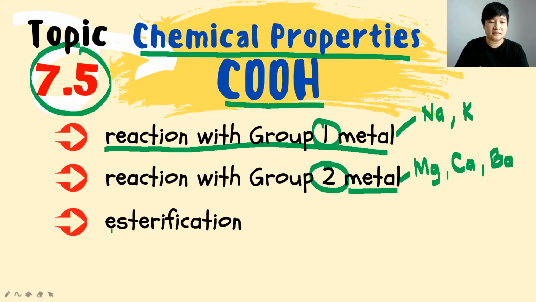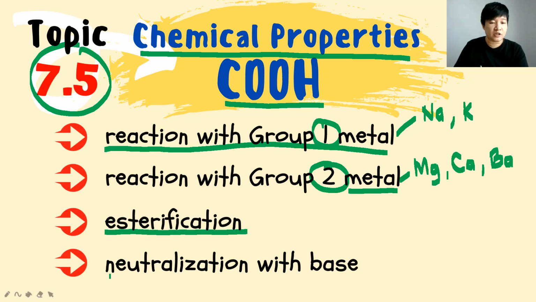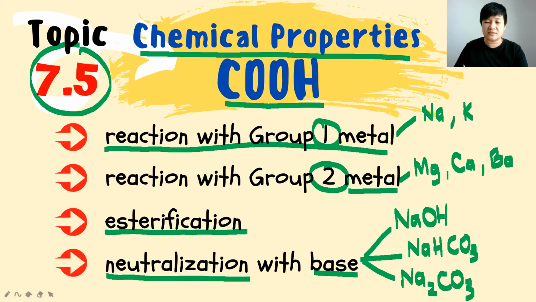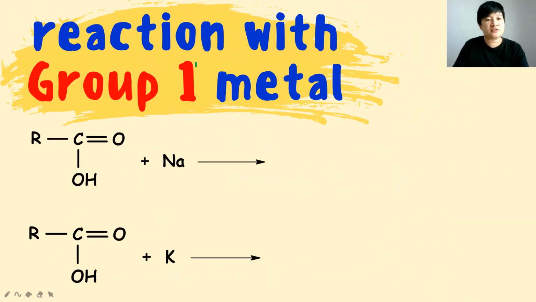The third reaction is the esterification of your carboxylic acid and also alcohol, formation of ester. Last but not least, we'll look into the neutralization with the base, where in this base, we will react with 3 different bases, which is your NaOH, your NaHCO3, and last but not least is your Na2CO3. We are going to look at the differences between the reaction of your carboxylic acid with the 3 different bases. So let's jump straight into the reaction of carboxylic acid with the group 1 metal.